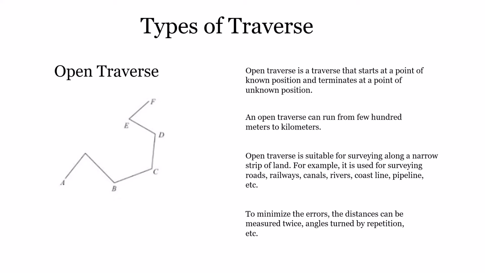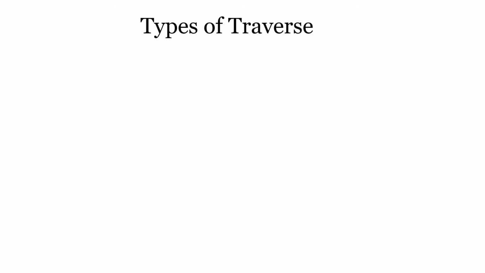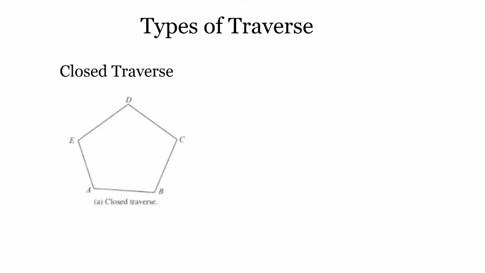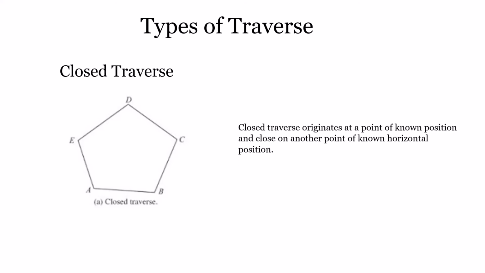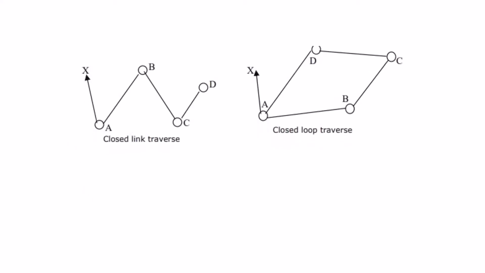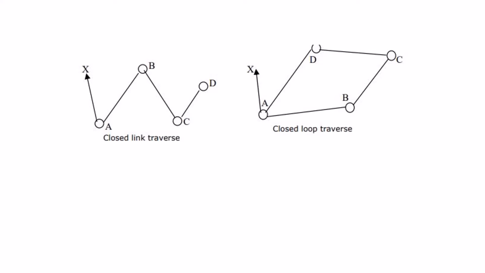Closed traverse. A closed traverse originates at a point of known position and closes on another point of known horizontal position. A closed traverse can be a closed link traverse or a closed loop traverse. In a closed link traverse, the traversing starts at a particular point whose coordinates are known and ends at a particular point whose coordinates are also known. If ABCD is a closed link traverse, A and D coordinates are already known.